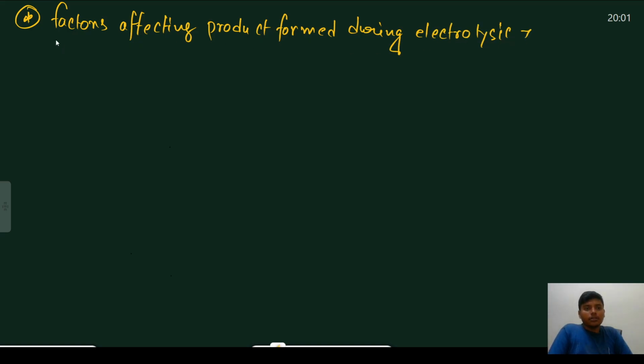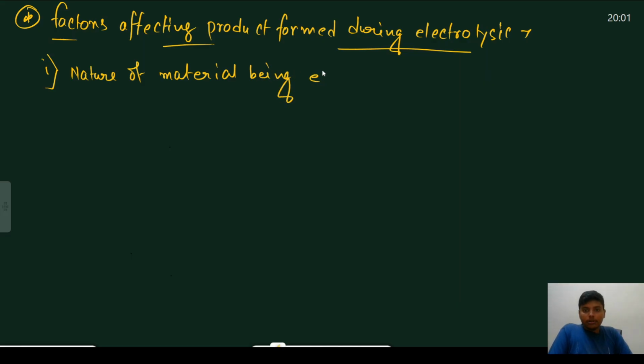Now, what factor? The first factor is what electrode you are using. Yes or no? The nature of the material being electrolyzed. Like if you change the electrolyte or electrode, then the product you get will change. Simple. Yes or no?